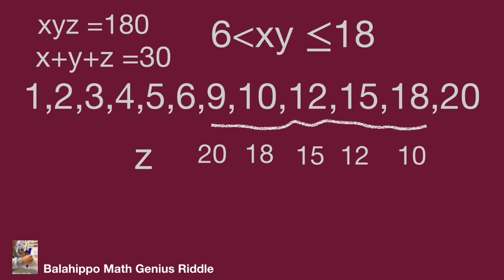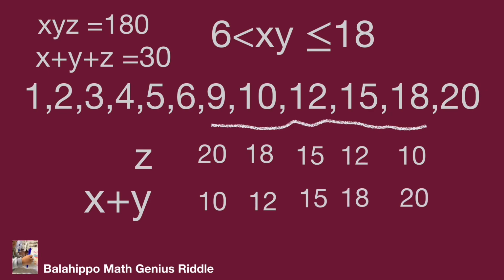Then x plus y plus z equal to 30. We know the value of z, then x plus y equals 10, 12, 15, 18, and 20. After that, compare x plus y and the xy value in the list. We find that x plus y equal to 20, 18, 15, and 12 have no solutions. The solution is x plus y equal to 10 and z equal to 20.